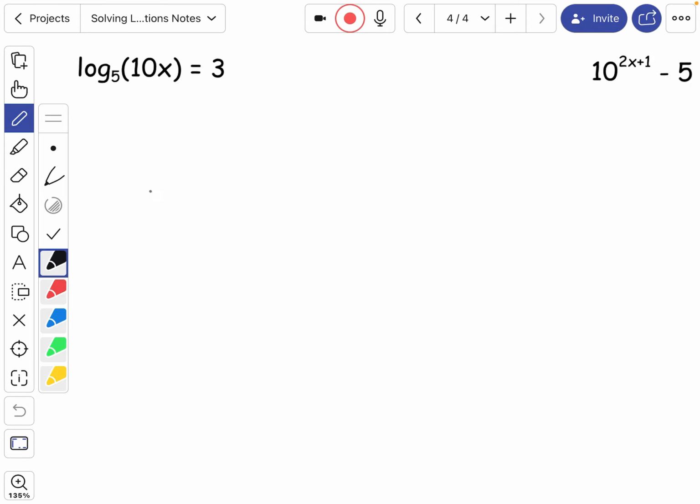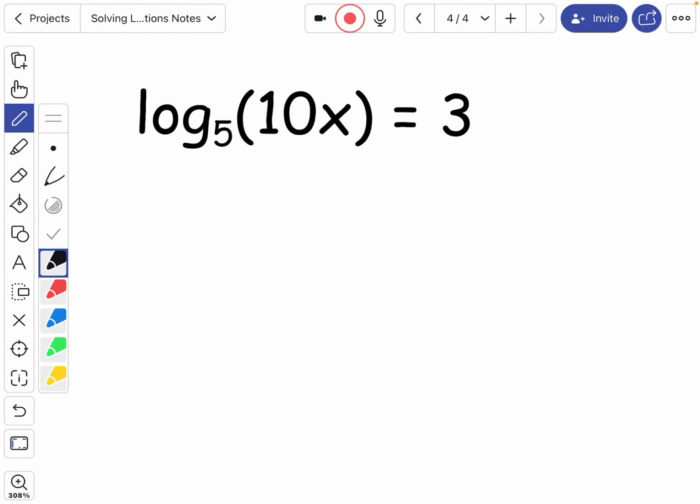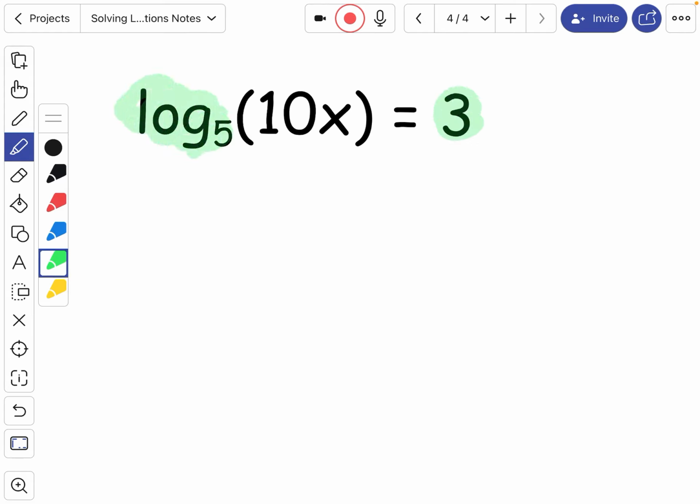The next one we also don't need a calculator for, but the last one we will. This one is log base 5 of 10x equals 3. So the big deal on the right side is it's not log base 5. If you notice, it's just equal to 3. So we can't just ignore the logs like we did on the others. We have to actually do something else.